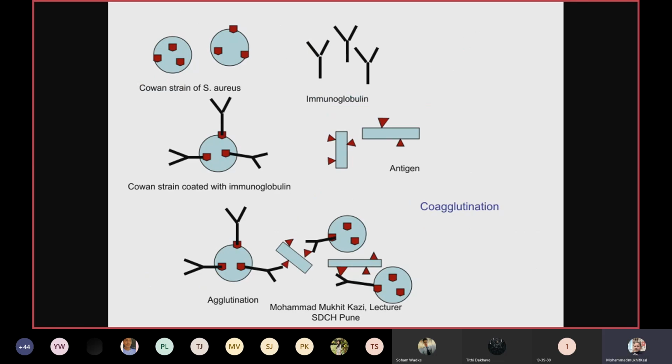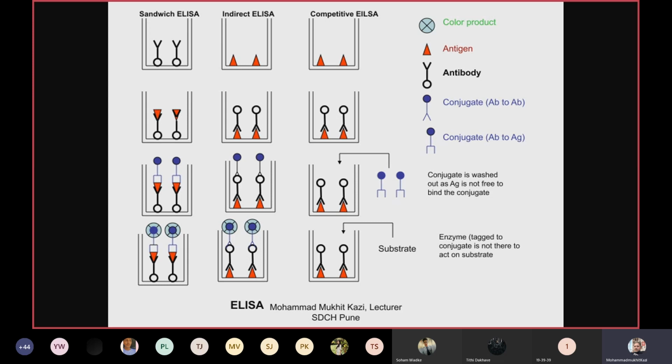This is the coagglutination reaction. Again, the same principle. The example given here is the Cowan strain of Staphylococcus aureus, which is coated with the antibody, and it reacts with the corresponding antigen, and there is an antigen antibody reaction. So this is called the coagglutination reaction.